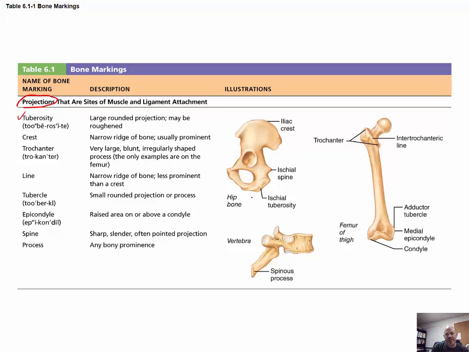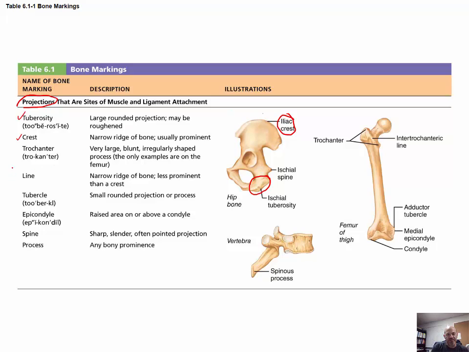So if we look over here on the hip bone, on part of the ischium, there is a tuberosity right there called the ischial tuberosity. And then looking at the next projection is a crest. There's going to be a narrow ridge of bone, usually prominent. And here on the ilium, we have the iliac crest right there. So there's that crest right there.